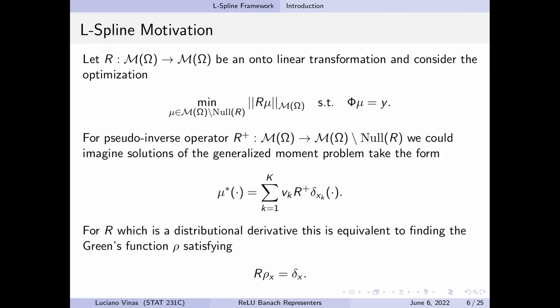In particular, if R is a distributional derivative, evaluating R plus delta_x is the same thing as finding some Green's function rho that satisfies this equation, which is the Green's equation. And we have a lot of literature on Green's functions and these distributional derivative equations. So this is just one example of how we can utilize knowledge from very specific onto transformations for our regularized problem here.